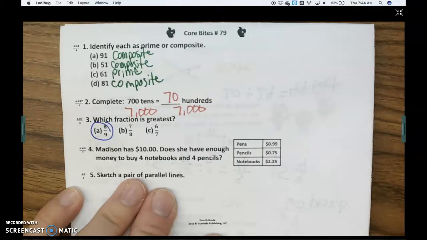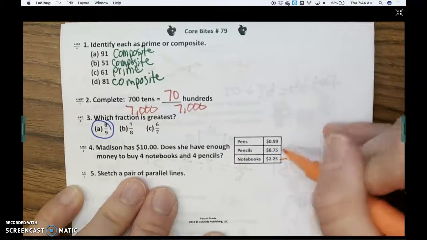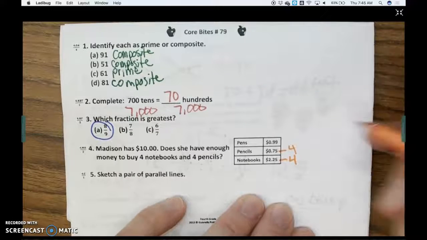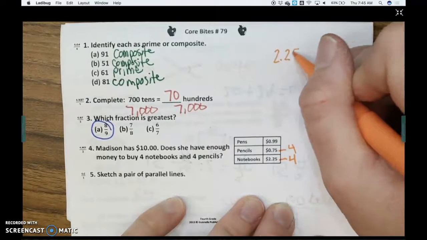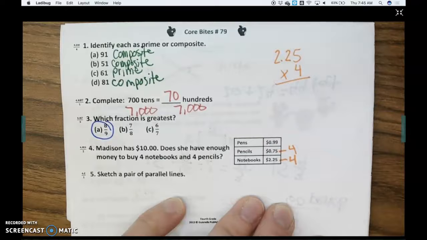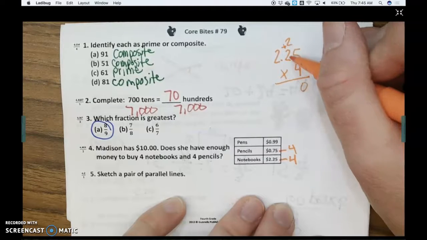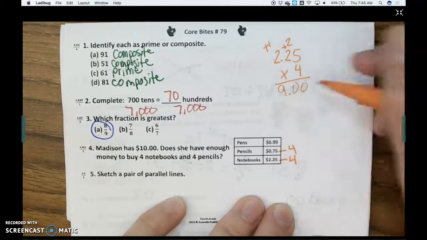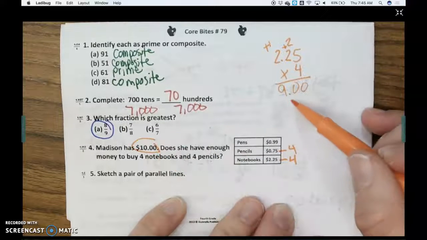For number 4, Madison has $10. Does she have enough to buy 4 notebooks and 4 pencils? So she wants 4 notebooks, she wants 4 pencils, okay? So you've got to multiply it out to see. So for a notebook, she wants 4 at $2.25 apiece. So 4 times 5 is 20. 4 times 2 is 8, 9, that's $9. And guys, she only has $10 to start with. So she's only got $1 left.